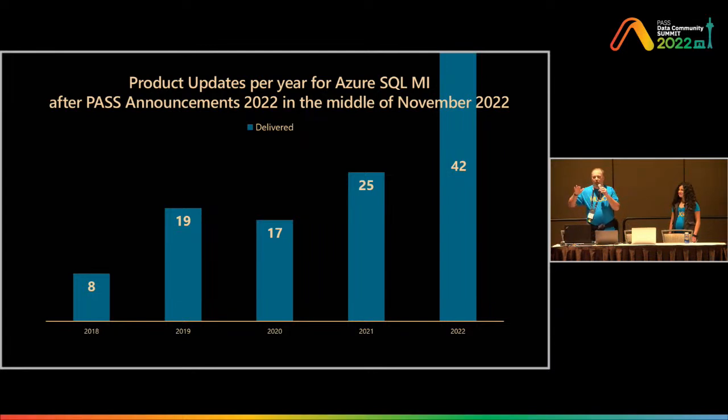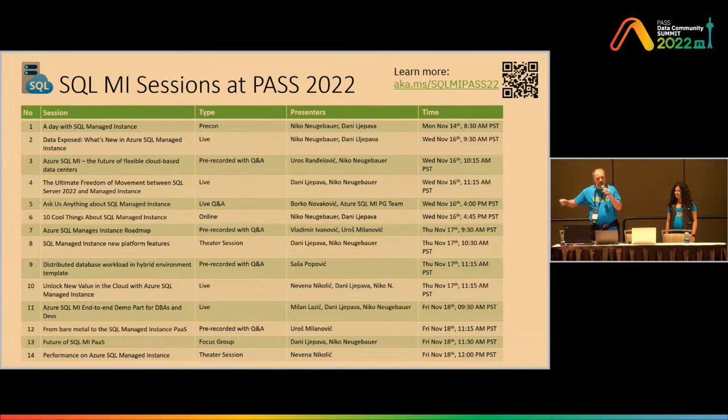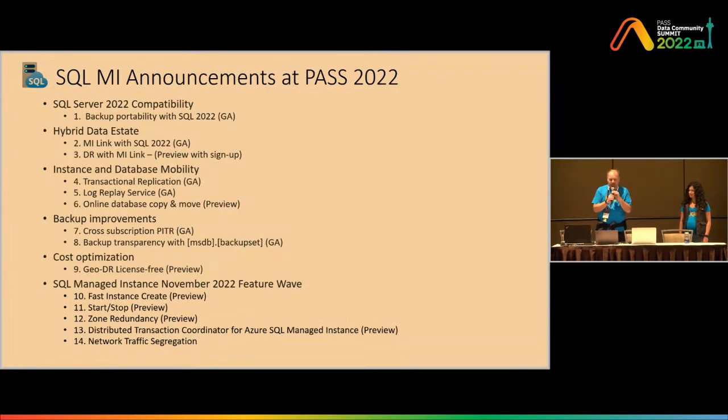And it's just a soft reminder, the year is not finished, and we're by far not done with the features we are introducing in Azure SQL Managed Instance. So, these are the 14 sessions that my colleagues and I, the product team, are delivering. Feel free to attend. Some of them are already gone, like the workshop that my colleague Danny and I delivered, but catch us later. So here are the 14 things: SQL Server 2022 compatibility, hybrid data estate, instance and database mobility, backup improvements, cost optimization. We allow the customers to spend the right amount of money. We're doing a great job, probably. I don't know. I wouldn't know. Anyway, and then there is some little thing, a little bit groundbreaking, but how would I know? Managed Instance, November 2022 feature wave.